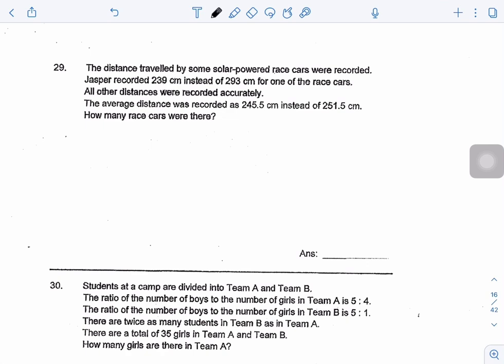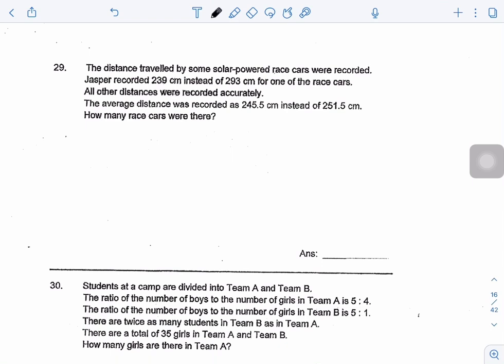Question 29. The distance travelled by some solar-powered race cars were recorded. Jasper recorded 239 cm instead of 293 cm for one of the race cars. All the other distances were recorded accurately. The average distance was recorded as 245.5 cm instead of 251.5 cm. How many race cars were there?